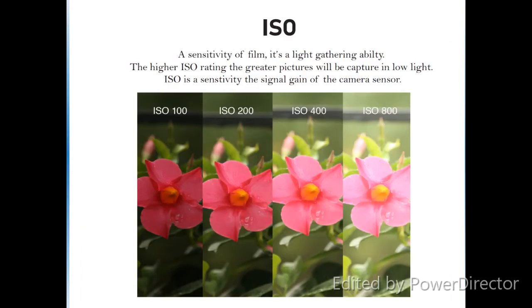And the next one is ISO. The sensitivity of film is its light gathering ability. The higher the ISO rating, the better the picture will capture in low light. ISO is sensitivity, the signal gain of the camera sensor. And here you can see the example of ISO 100, ISO 200, ISO 400, and ISO 800. You can see the difference between them.